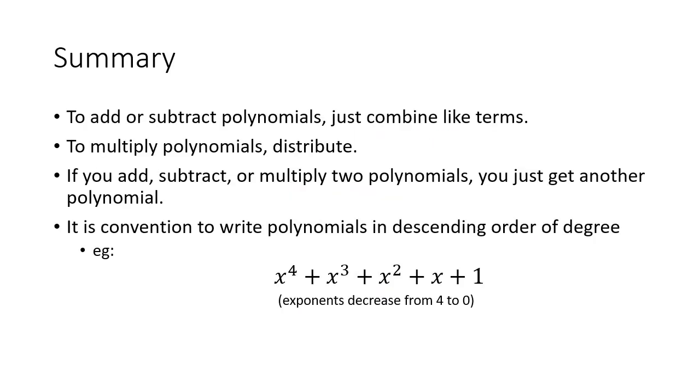Okay, so in summary, to add or subtract polynomials, all you do is combine like terms. To multiply polynomials, you just distribute. It's just a kind of a more complicated distribution. If you add, subtract, or multiply two polynomials, you just get another polynomial.